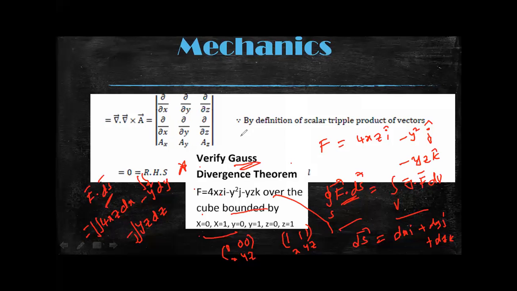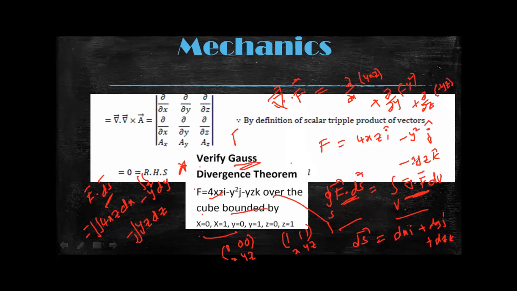And the other one also, you can try: the rightmost side. First, you calculate this: divergence F. Divergence, you know, the del operator dotted with F. You get some value again. So, dou by dou x of the x component 4xz, plus dou by dou y of minus y square, plus dou by dou z of minus yz.